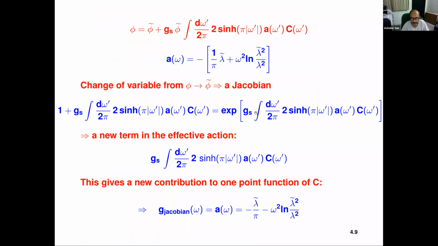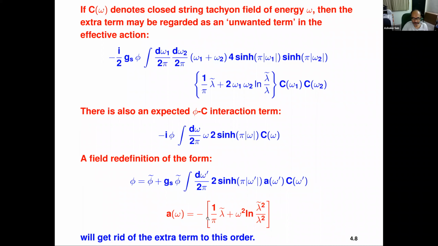You can convince yourself, by symmetrizing in omega and omega prime at the end after you have substituted, that with this particular field definition, with A given by this, the extra term that you get from here, when you substitute for phi, exactly cancels this piece. So this is the field definition that you are looking for. Are there questions?